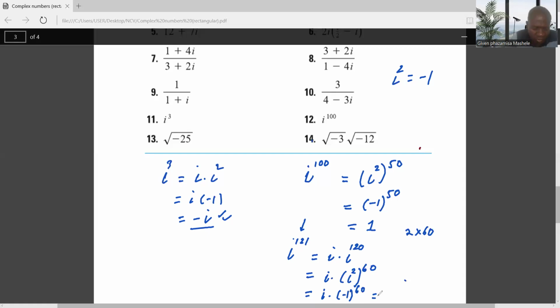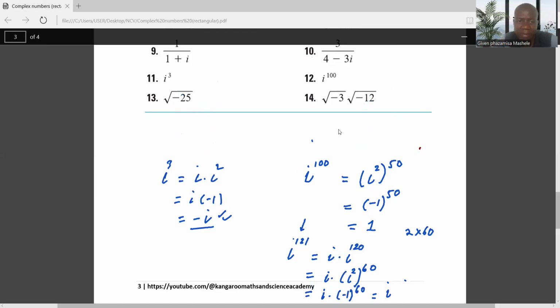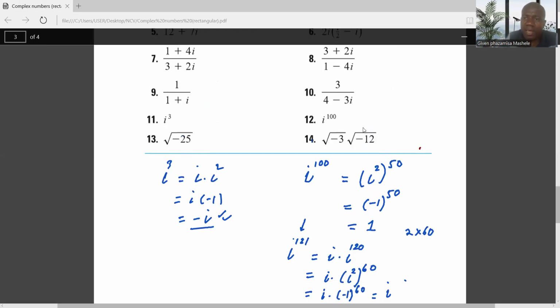And you know that -1 to the power of 60 will still give me 1. So if it's giving me 1, it means 1 multiplied by i, then the answer becomes i. So it's very important to understand this complex number. Remember, I've extracted these questions from the James Stewart textbook, the calculus one, the university one, but the application is the same.